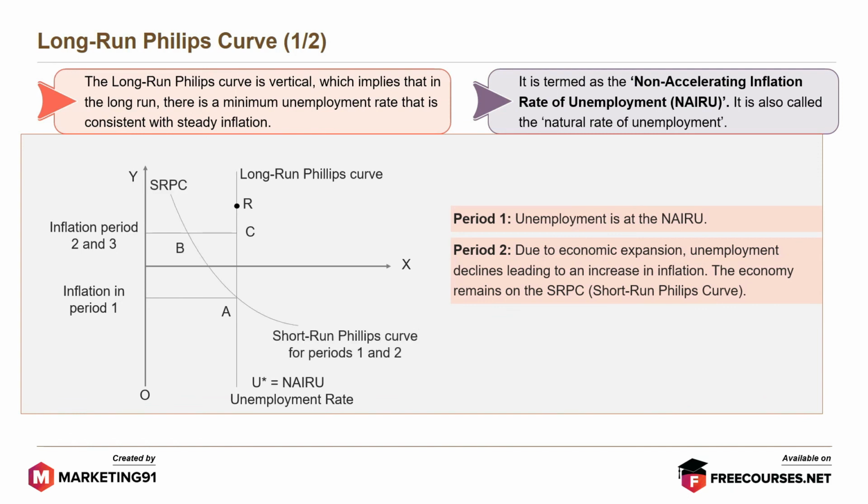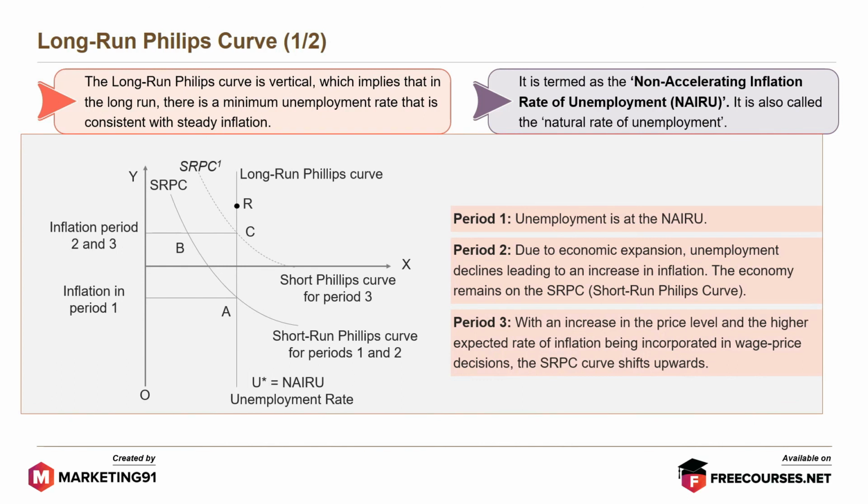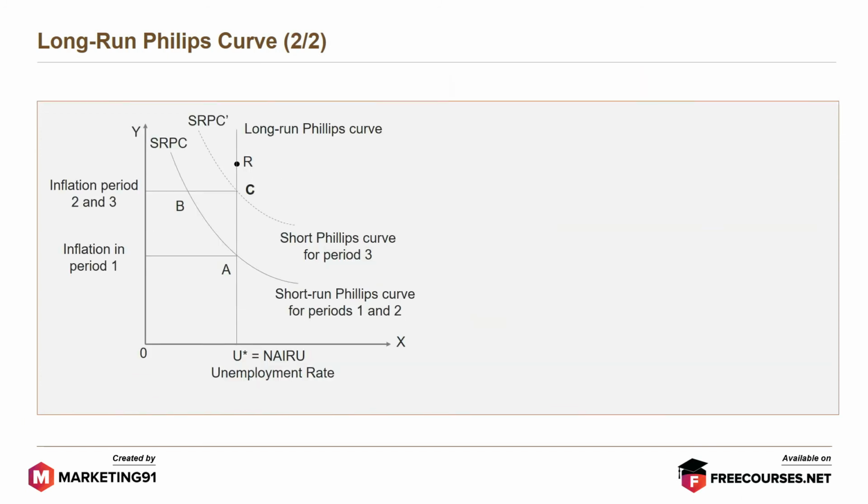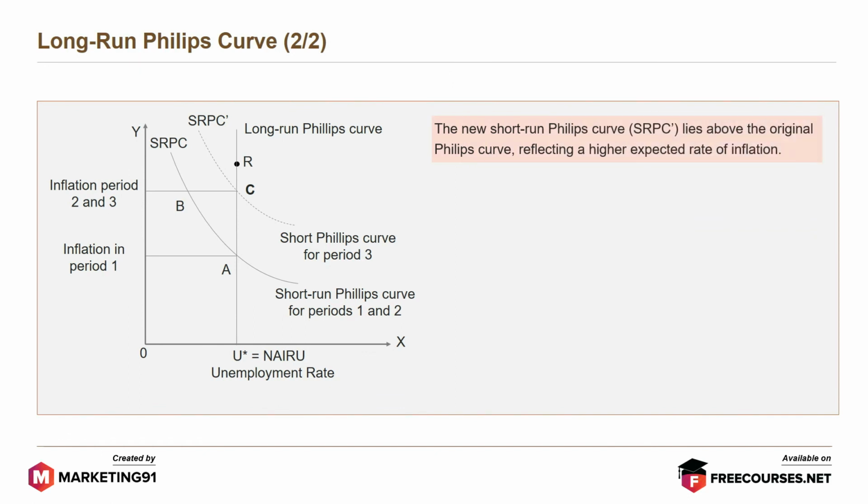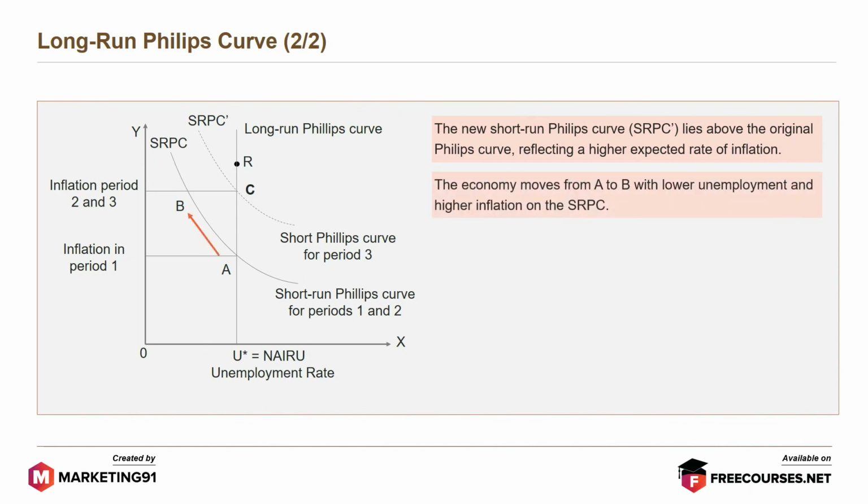The economy remains on the SRPC, short-run Phillips curve. In period 3, with an increase in the price level and the higher expected rate of inflation being incorporated in wage price decisions, the SRPC curve shifts upwards. The new short-run Phillips curve, SRPC, lies above the original Phillips curve, reflecting a higher expected rate of inflation. The economy moves from A to B with lower unemployment and higher inflation on the SRPC.